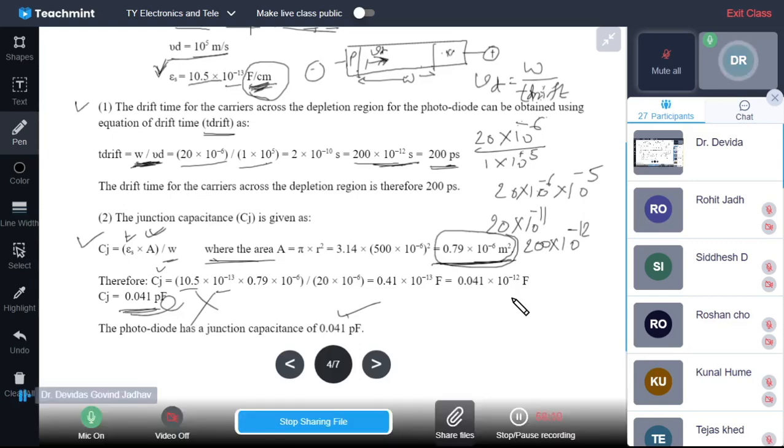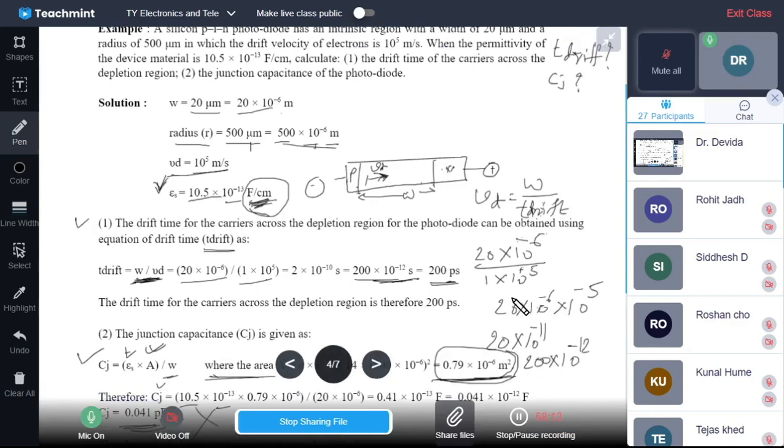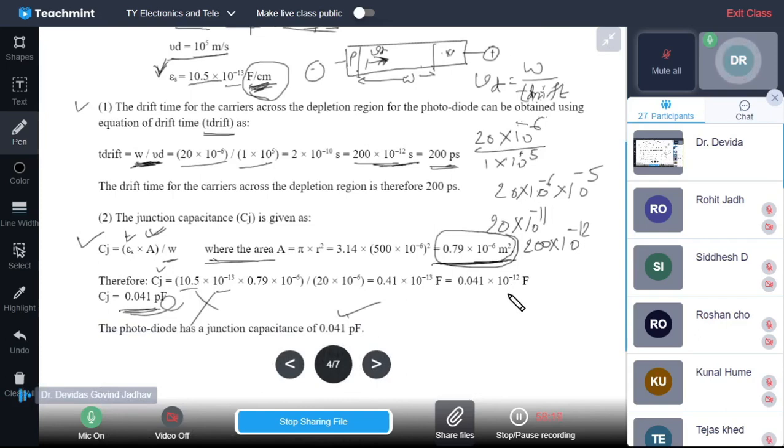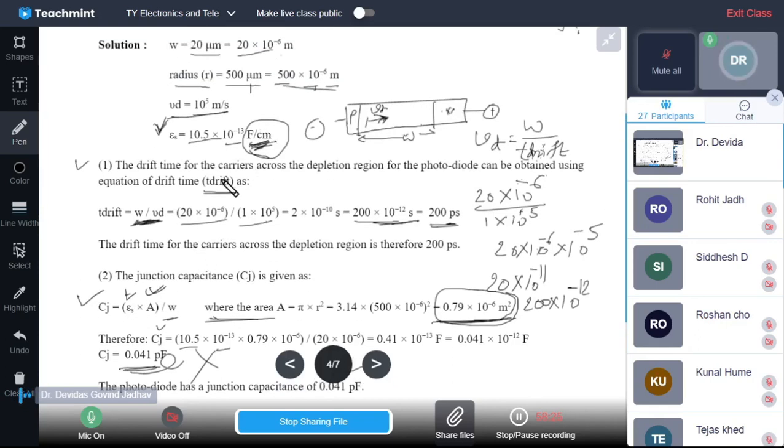And W given is in meter. So this is meter square, this is meter, so this should be converted. If epsilon is converted into per meter, it will become easier. For 1 centimeter it is 10.5 into 10 raised to minus 13. So for 1 meter how much is it? It is 10 times, isn't it?